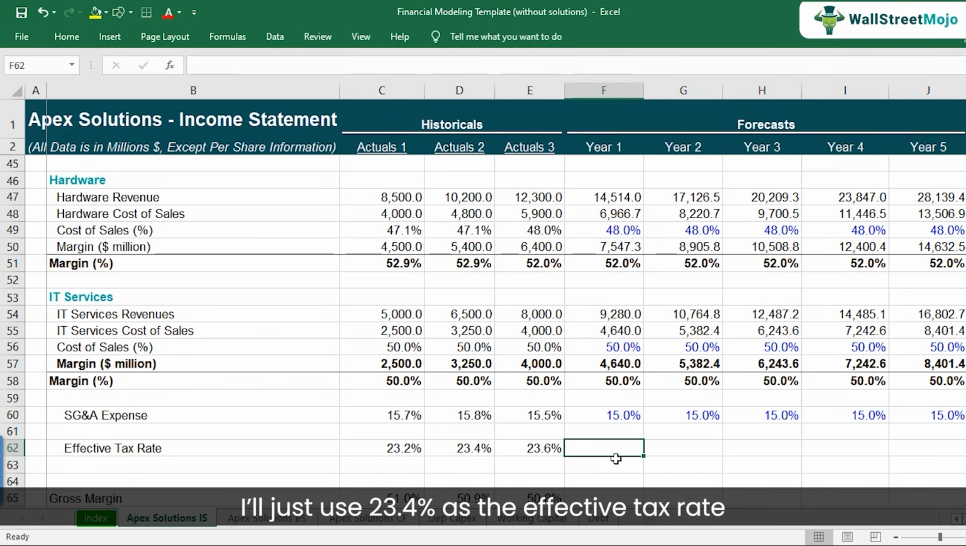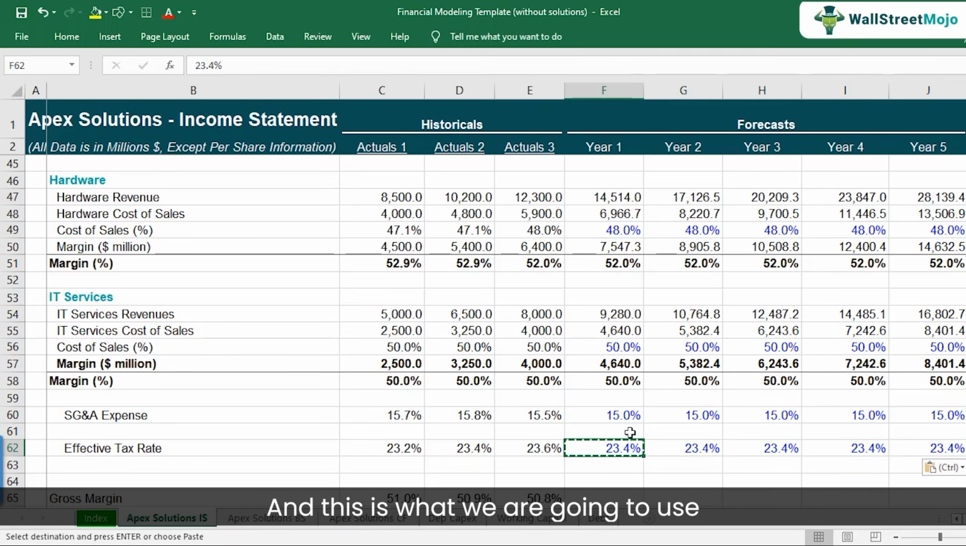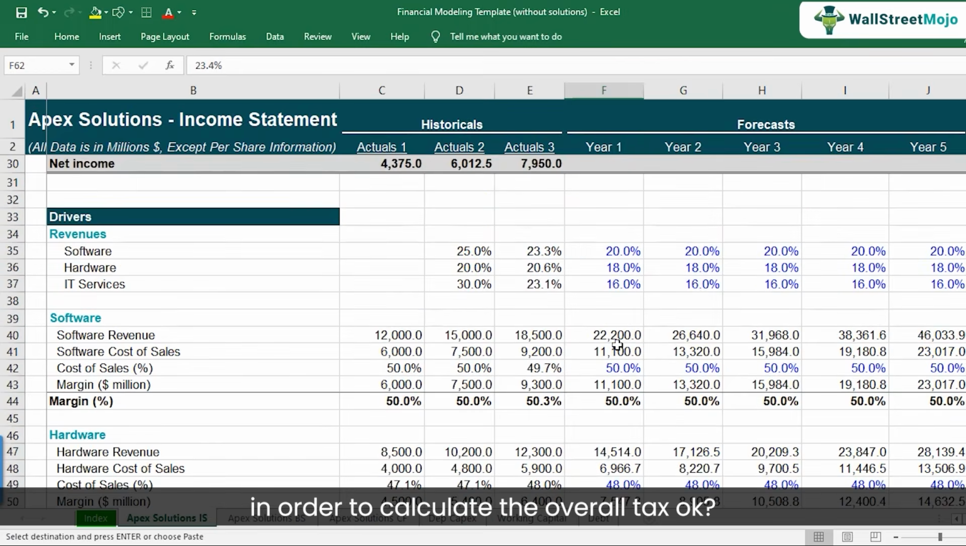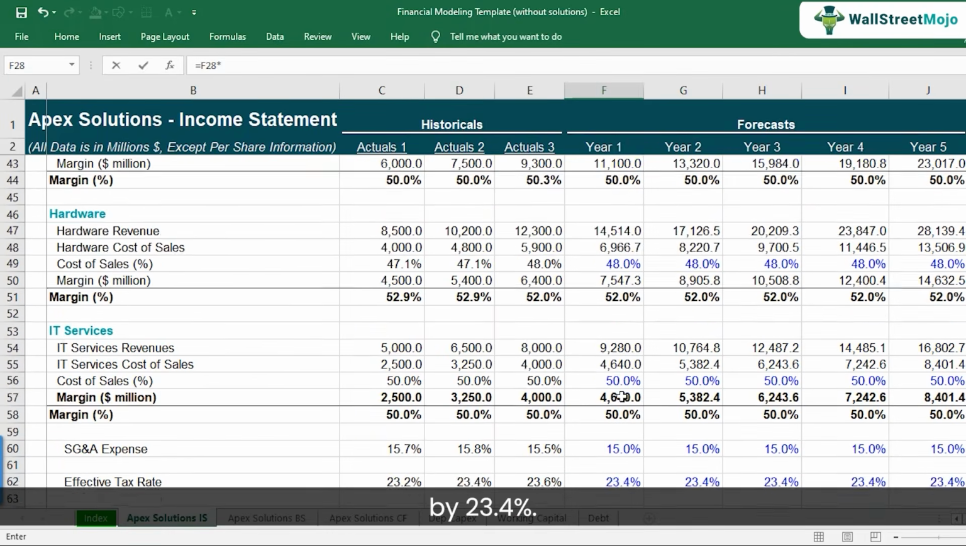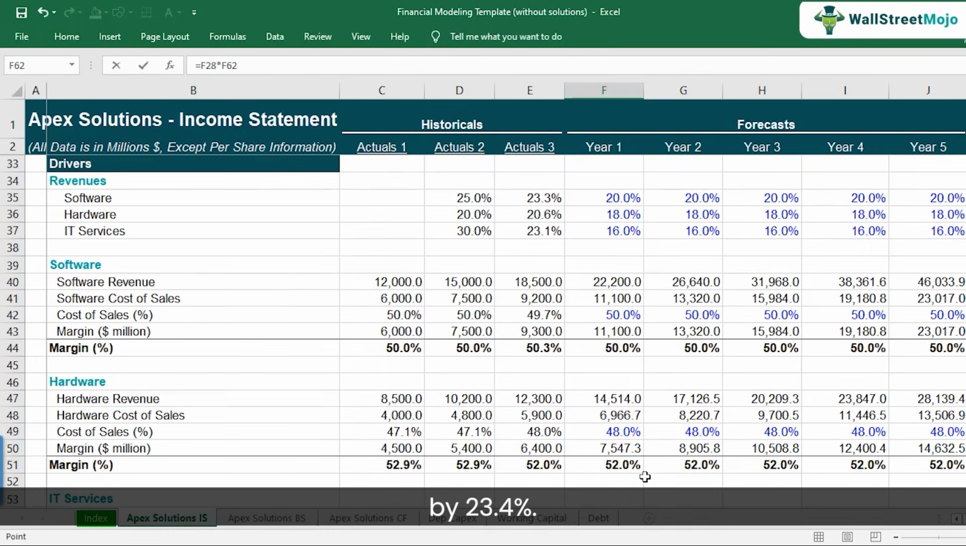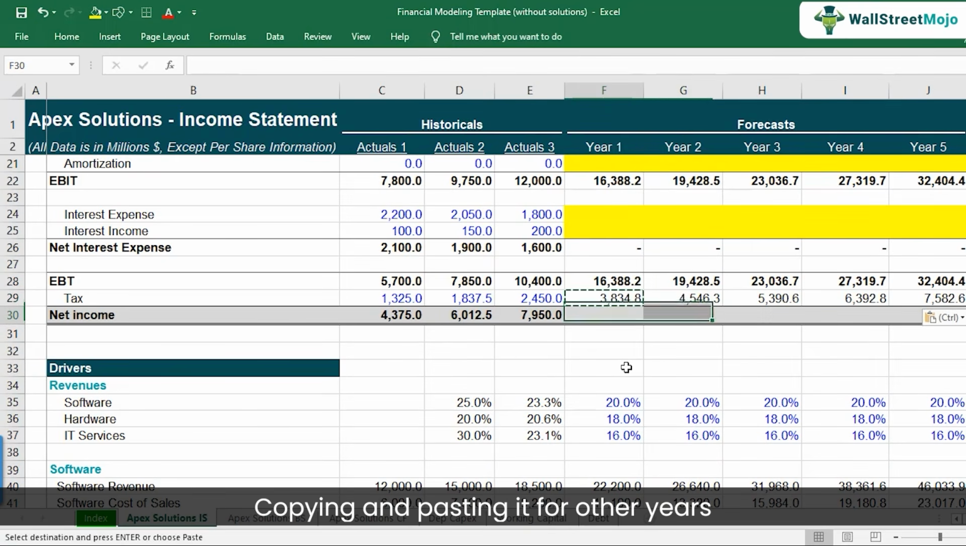So let me do one thing. I'll just use 23.4% as the effective tax rate that will be applicable for the next 5-year period as well. So I'm copying and pasting it here, right? And this is what we are going to use in order to calculate the overall tax. So let's do that here as well. This will be equal to EBT multiplied by 23.4%. So this comes out to be 3834.8. I'm copying and pasting it for other years.